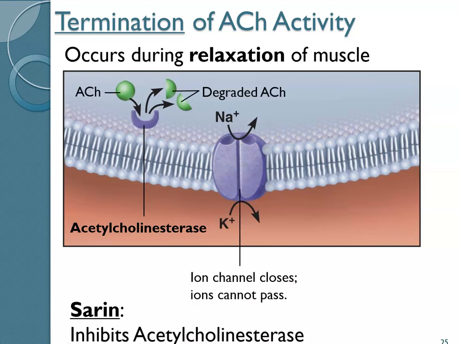Okay. By the way, if you've heard of sarin gas, that has been used, it was used by Saddam Hussein. What it does, it inhibits acetylcholinesterase, which means acetylcholine that was released will not be broken down. It will remain bound. So this person's muscles are going to remain in a contracted state.